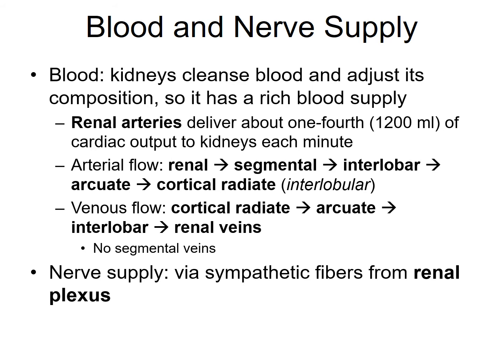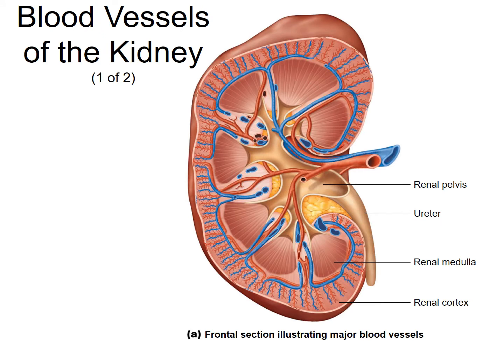And the nerve supply is via sympathetic fibers from the renal plexus. Again, this is actually going to enter and exit through the hilum of the kidney. So we're going to take a look at the blood supply now, and let's orient ourselves. You can see the ureter and the renal pelvis. You can also see the two main layers of the kidney, the renal medulla and the renal cortex.